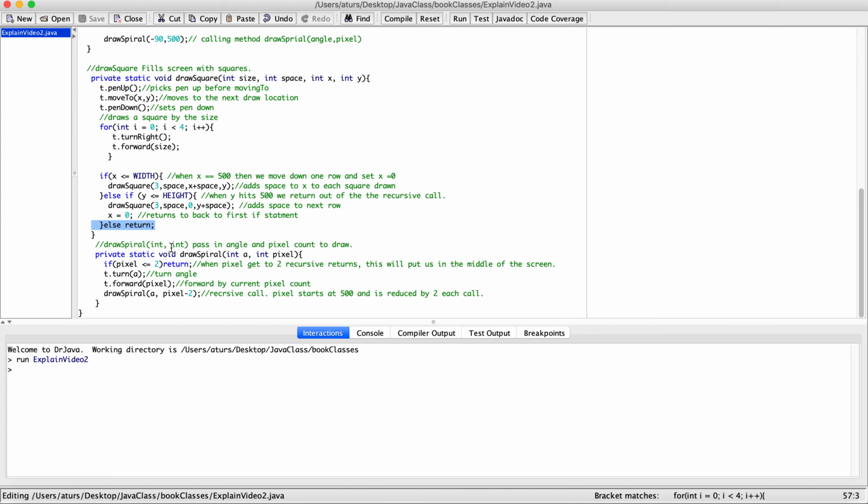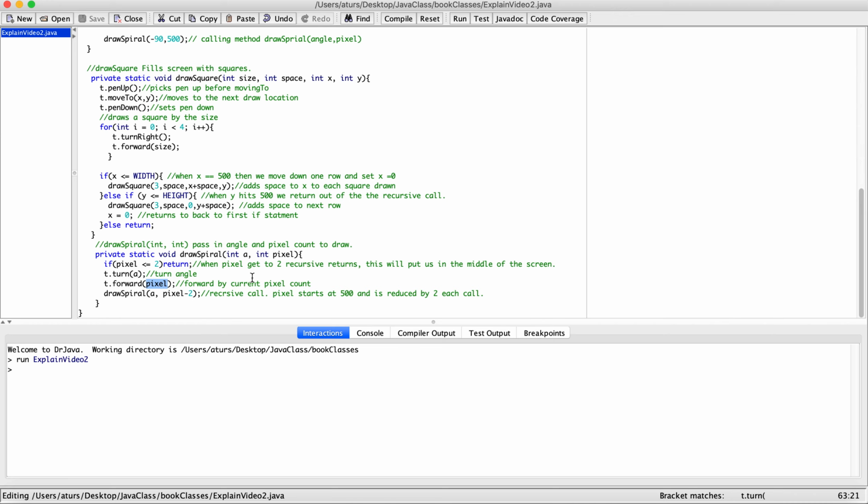For our spiral, we take in an angle and a pixel. We set the less or equal to 2, which gives us the middle of the screen. We make sure that we're turning in at a negative 90-degree angle.